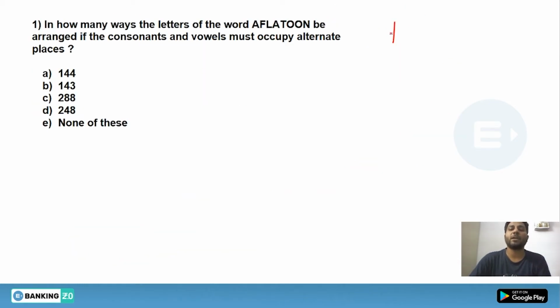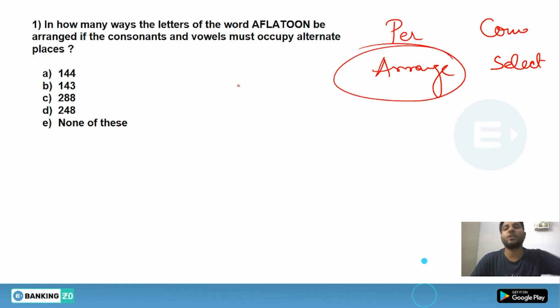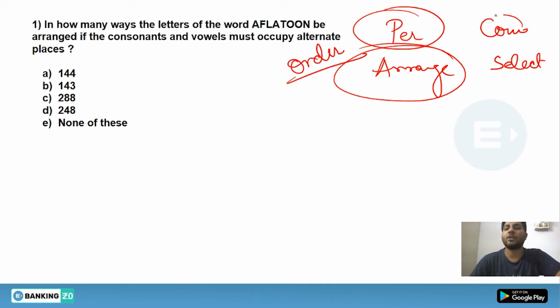Just remember one thing: what is permutation and what is combination? Basically, permutation is known as arrangement, while combination is known as selection. But it's not like that, because permutation itself is a two-way process. First, you need to select, and after that, you'll have to arrange it. In permutation, order matters. Remember that. While in combination, order doesn't matter.